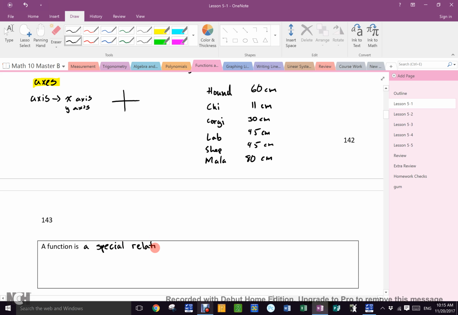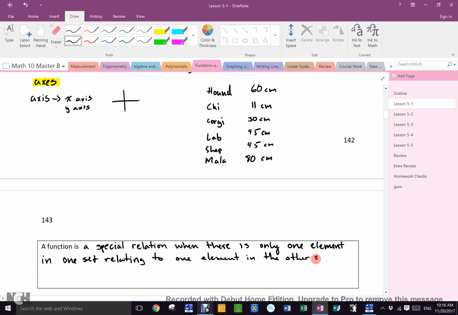relation when there is only one element in one set relating to one element in the other set. Is everybody cool?